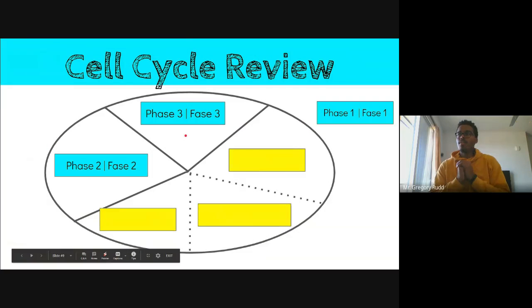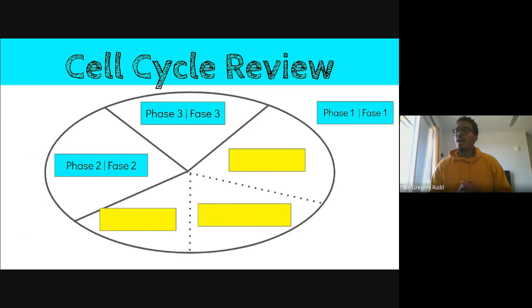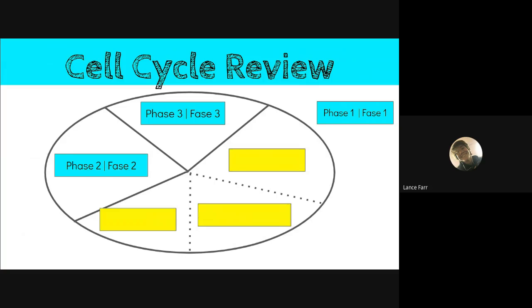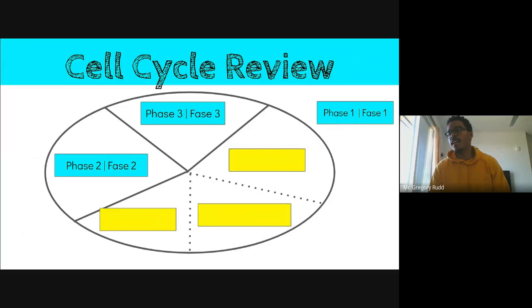All right, so let's review yesterday's lesson, which was about the cell cycle. There were really 3 phases of the cell cycle. And the first phase is really the longest, and it's broken down into 3 separate steps. Does anybody remember what that phase is called? The longest phase of the cell cycle? Interphase, yeah, good.